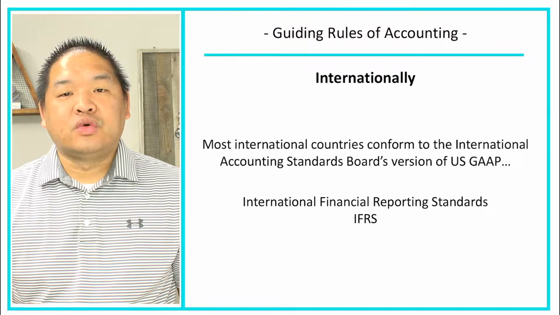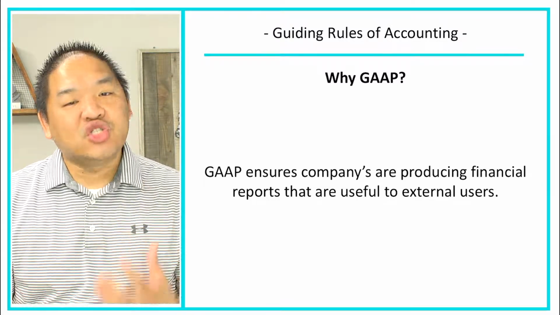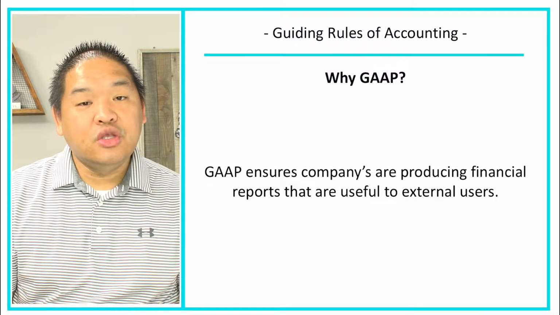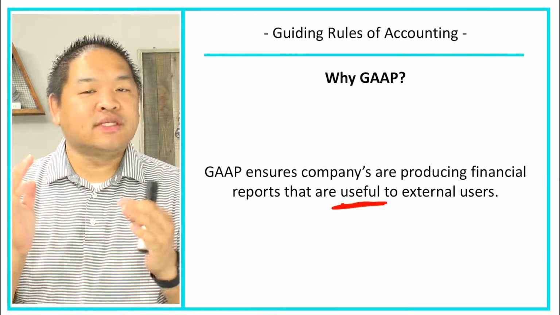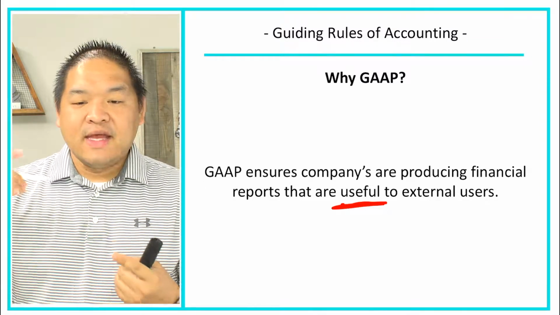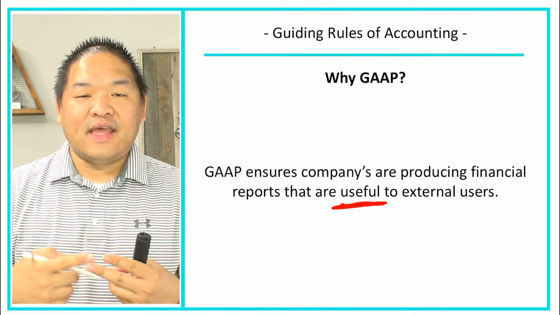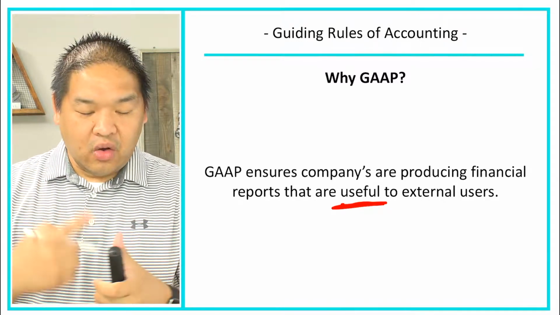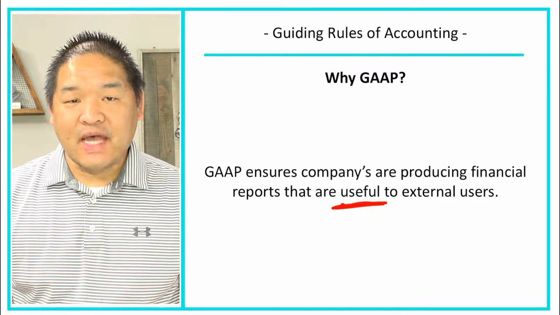Now, why do we have these rules in the first place? Well, there are some reasons. One is that GAAP ensures that companies are producing financial statements that are useful to external users, right? So what is our goal? Our goal is to provide information to external users so that they can make appropriate decisions on whether or not they're going to invest, hold, or sell their investment. So buy, hold, or sell, okay?